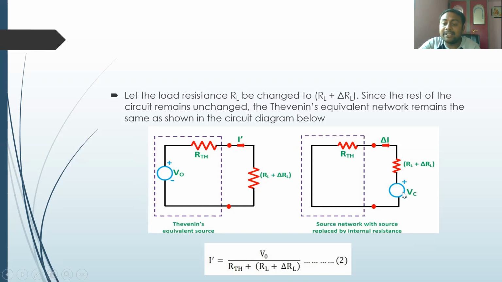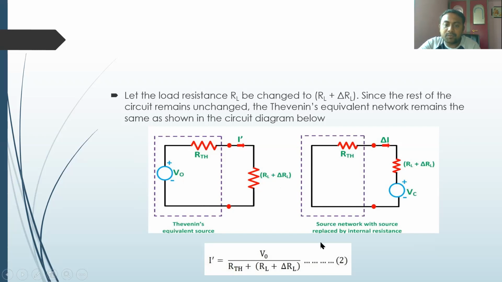Okay, that is I into delta R. Next, the source, that is V0, can be replaced with its internal resistance. In this situation, we don't have any internal resistance, so I am replacing the source with a short circuit. So in this circuit, the current I dash equals V0 divided by RTH plus RL plus delta RL, which I represent as equation 2.